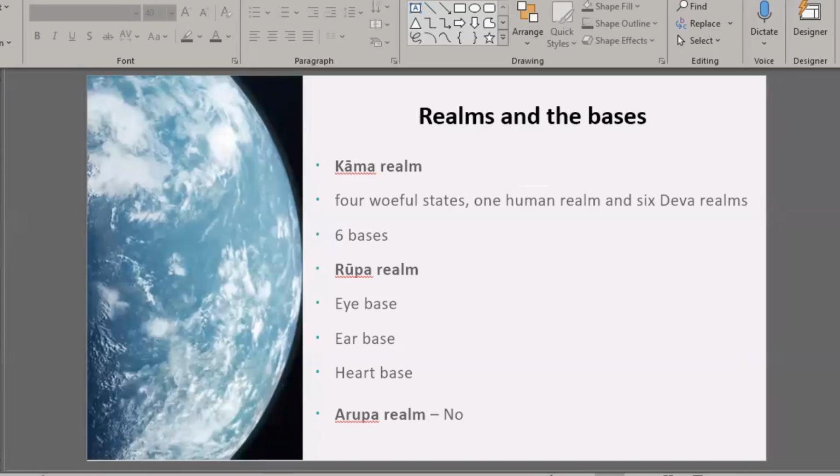In Rupa realm, actually, we have 16 Rupa realms. Here we take only 15, except Asanya Satta, because we will learn about these individuals in future. Asanya Satta has only Rupa, because their mind never arises. They have only a few Rupas. Therefore, eye base, ear base, heart base do not arise in Asanya Satta.